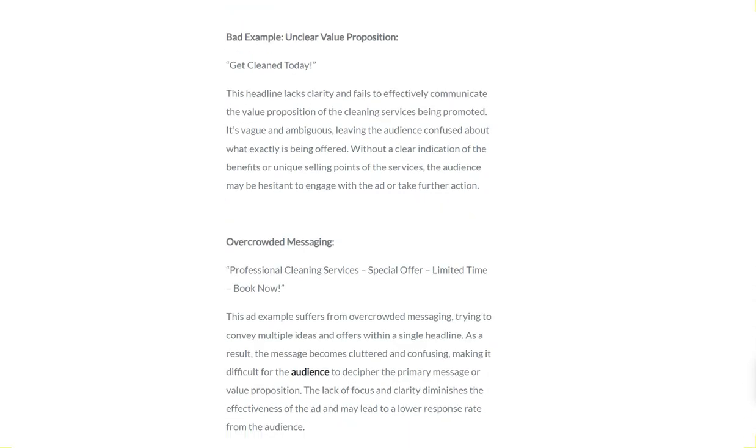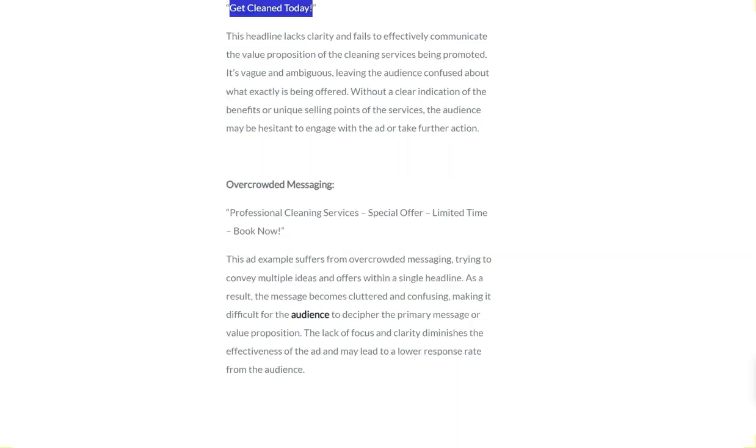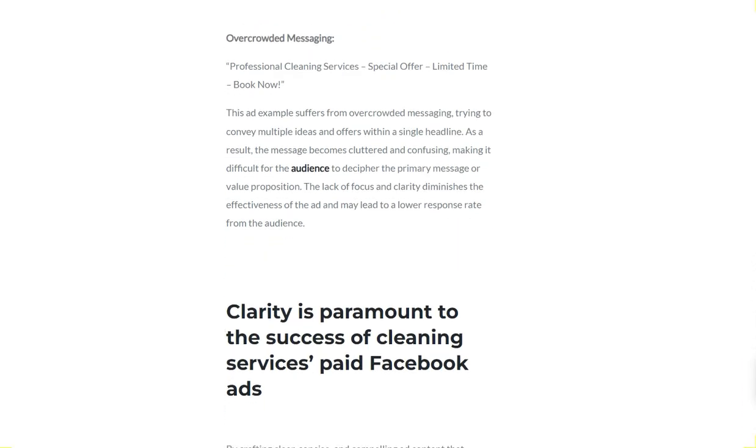And here are some bad examples, and here is: get clean today. Well, this is just too vague. Get what cleaned? I mean, think about how somebody is thinking. Get what cleaned? It could be your car, it could be your hair, it could be your nails, I don't know, your house. But it's so vague that it's unclear, and someone might not know what it even means. Clean what?